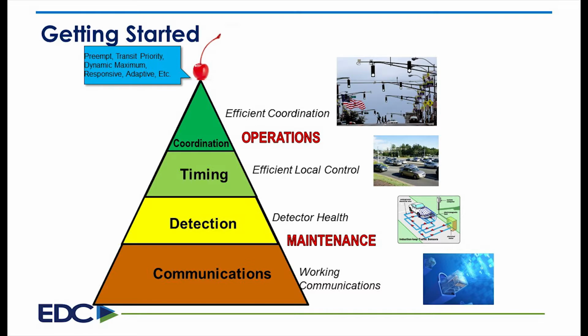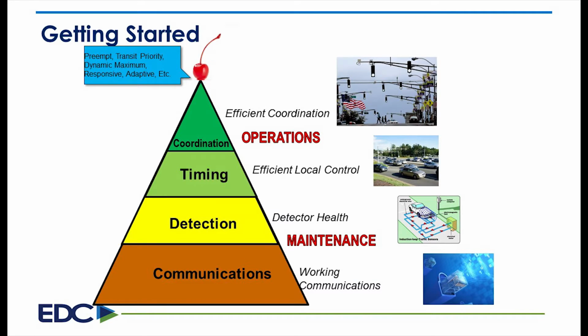So if you're new to this and you're trying to start from scratch, the first place you want to start is almost like Maslow's pyramid for human needs. There's this Maslow's for traffic operations. You'll need to start, if you can, by building off a strong communications backbone and then move up to detection. And that allows you to work on your timing and your coordination.